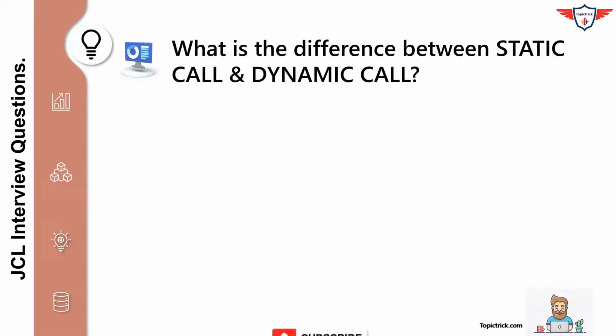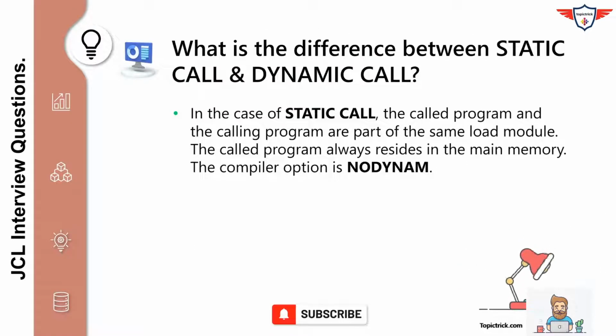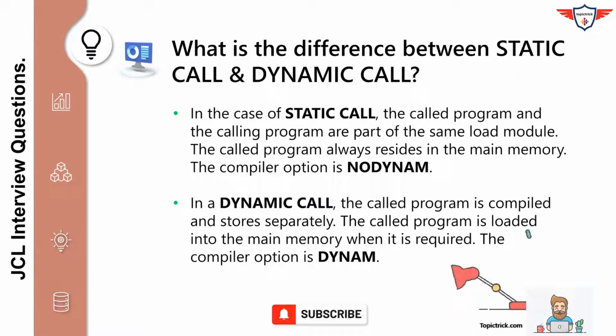What is the difference between static call and dynamic call? In the case of static call, the called program and the calling program are part of the same load module. The called program always resides in the main memory. The compiler option is NODYNAM. In a dynamic call, the called program is compiled and stored separately. The called program is loaded into the main memory when it is required. The compiler option is DYNAM.